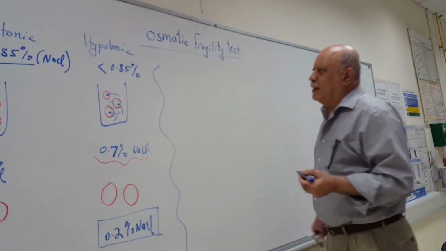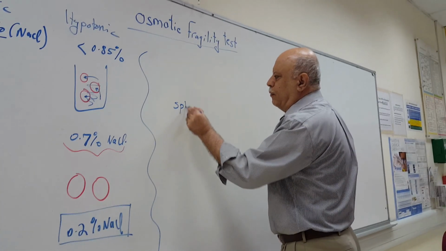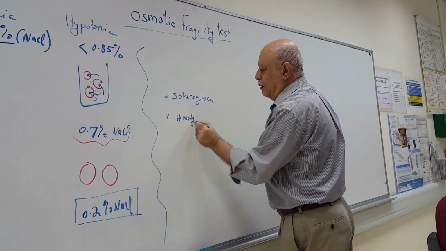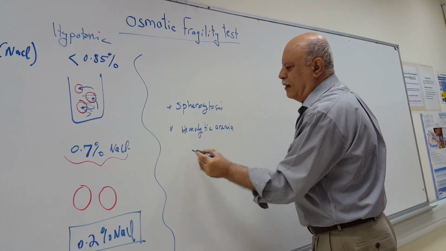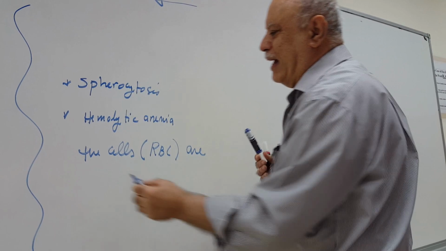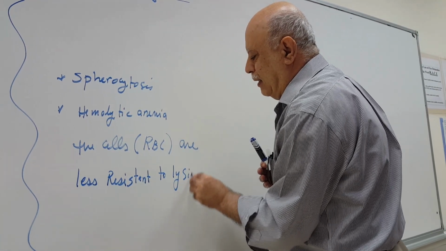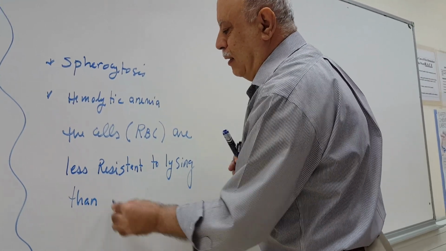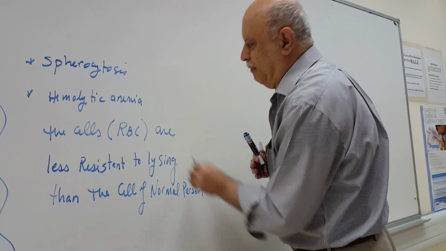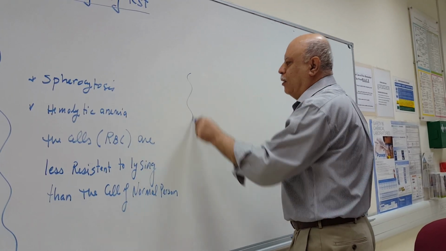This type of test has a clinical significance because in certain diseases like spherocytosis or hemolytic anemia, the cells, I'm talking about RBC, are less resistant to lysing than the cells of a normal person who doesn't have spherocytosis or hemolytic anemia. So it breaks easier.